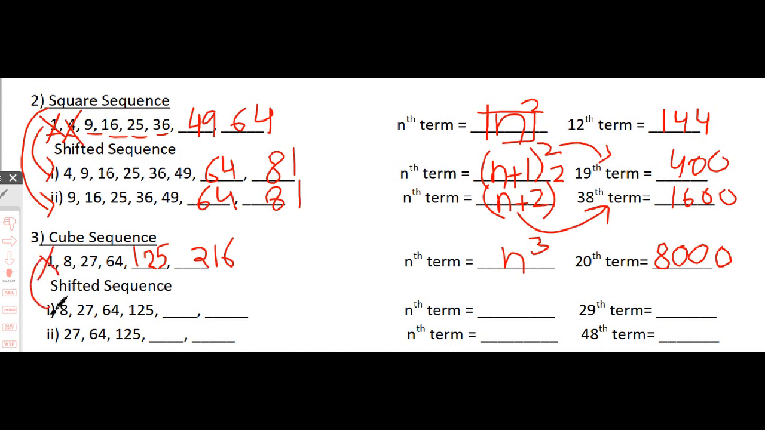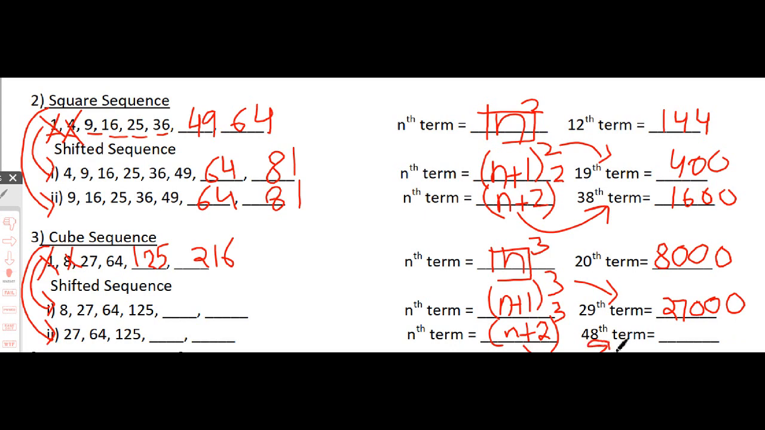Okay. Shifted sequence: I have removed one number from the original sequence. So instead of n, I'll write n plus 1 whole cube. In the second series, I have removed two numbers from the original sequence, so I write n plus 2 whole cube. Now the 29th term will be 29 plus 1, which is 30 cube, which is 27,000.